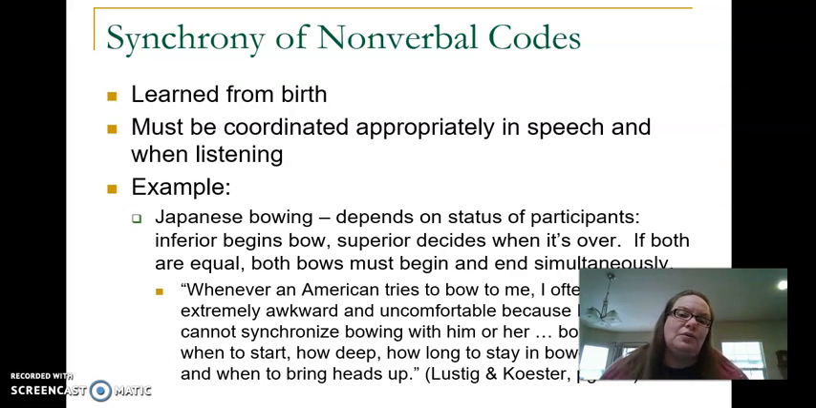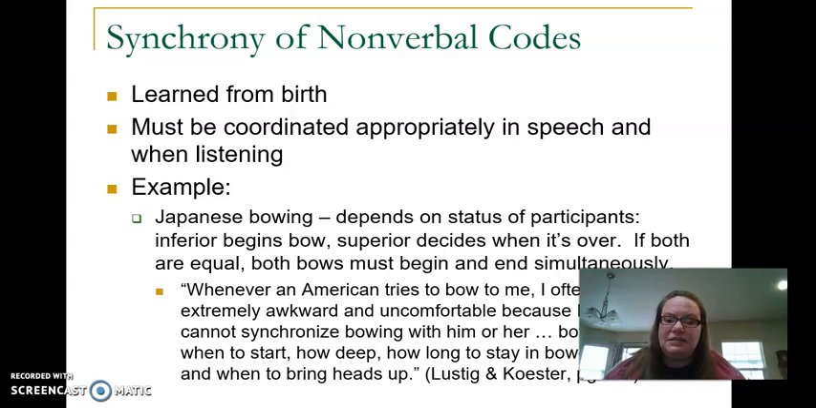Okay. So nonverbal codes are learned from birth. Okay. And they're coordinated appropriately in speech and when listening. So we are kind of like these little sponges when we're little, and we're absorbing not just the words that people are using or the sounds that they're using, but also all of the information in terms of how they carry themselves or how they sit or what's appropriate. So an example is Japanese bowing.